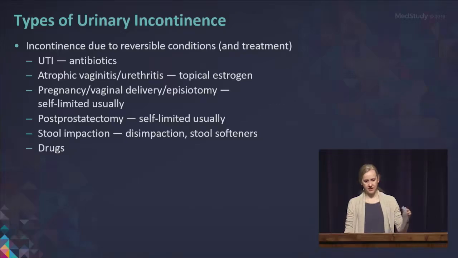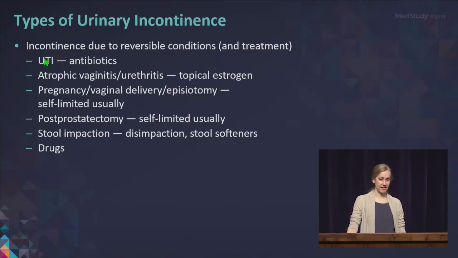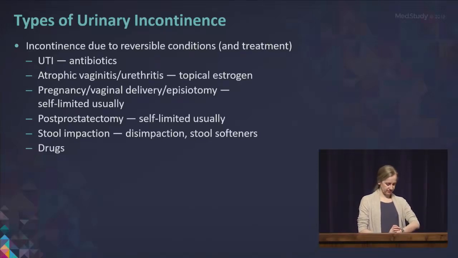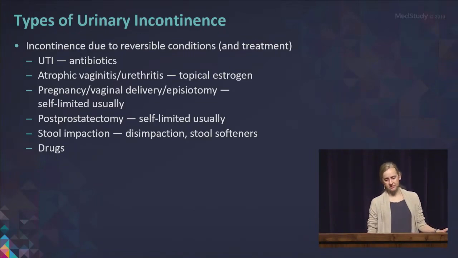So the types of urinary incontinence, this is just a little bit more detail on that. Remember, there's UTIs that can be diagnosed by a urinalysis, and you can always give antibiotics for that. Atrophic vaginitis is incredibly common in elderly women, and you can find it on exam and treat it with topical estrogen. There's either a cream or a ring. The ring is better because there's less absorption of the estrogen medication into the system. Pregnancy or vaginal delivery, episiotomy, this is a common cause of urinary incontinence that resolves over the course of the year afterwards. Post-prostatectomy, also usually self-limited.